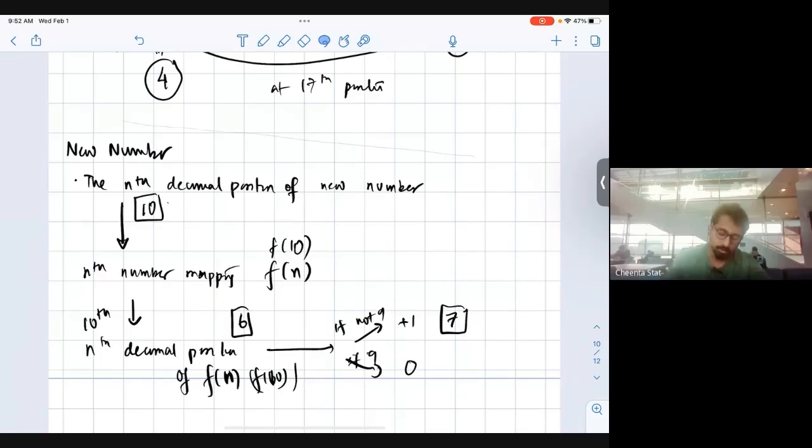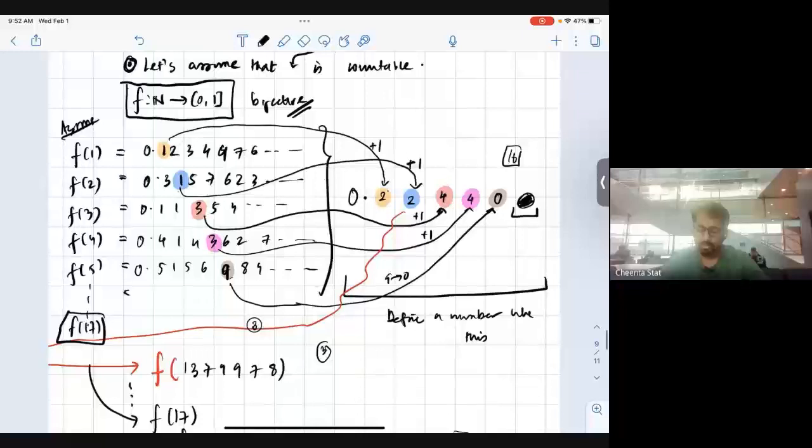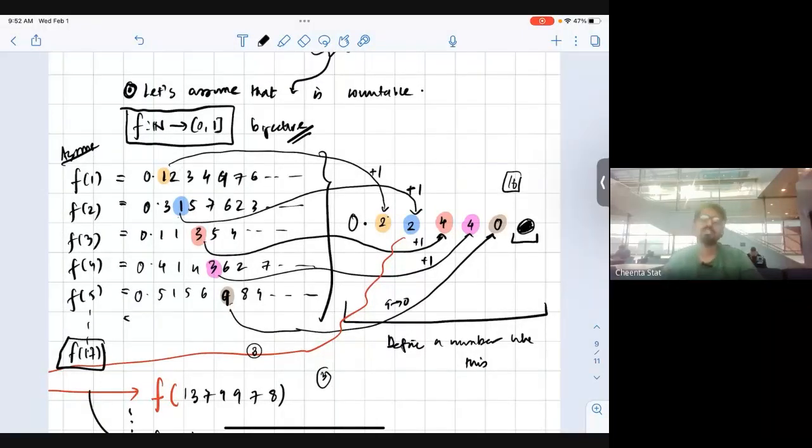Yes, sir. It's a complicated definition, but the basic idea is that this number does not match any of the f of i's. We are creating a new number that cannot match any f of i, since every decimal position is changed. This number cannot be equal to f of 1 because the first decimal point is changed. It cannot be equal to f of 2 because the second decimal point is changed. It cannot be equal to f of 3 because the third decimal point is different. Do you understand, all of you?